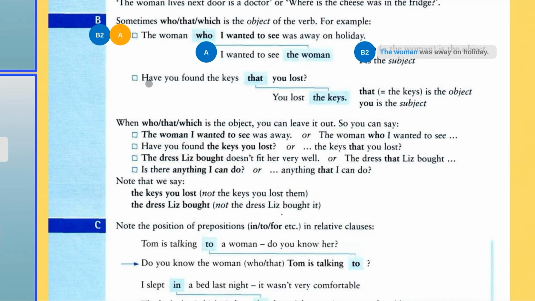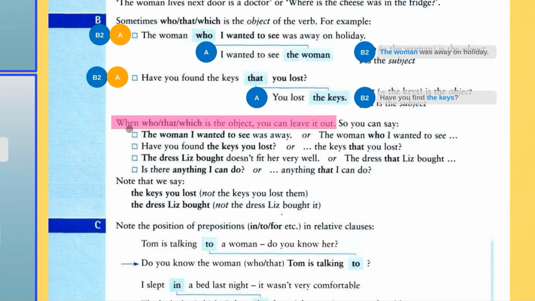Take a look at the other example. Have you found the keys that you lost? This question is also a combination of two sentences. You lost the keys, and have you found the keys? If I start with B2, it will become have you found the keys? And put A as a relative clause, it will become have you found the keys that you lost? Again, we will delete this part, the keys, and put a dot between B and A.